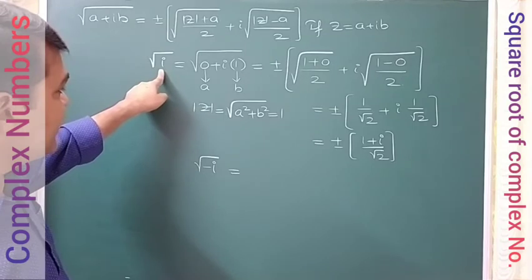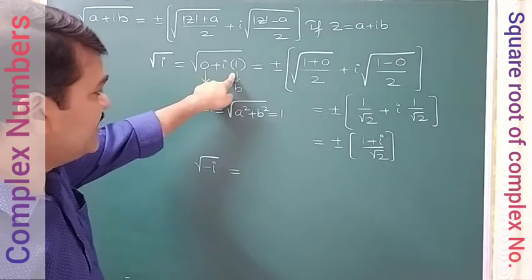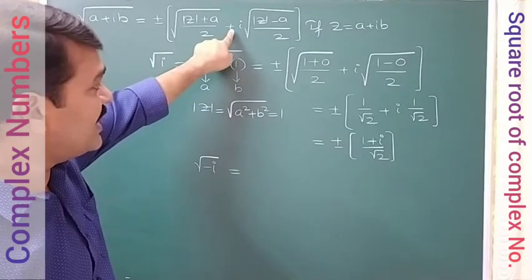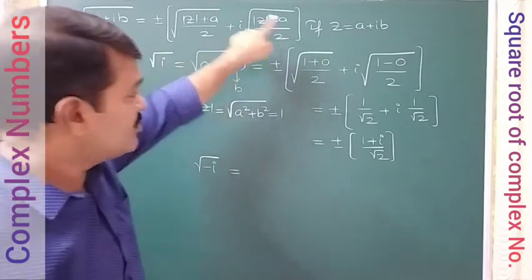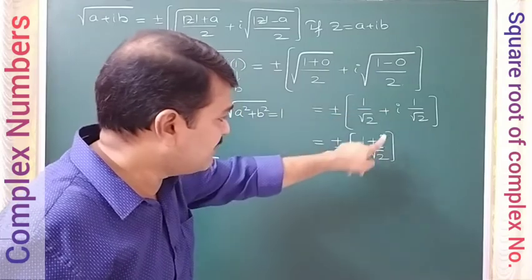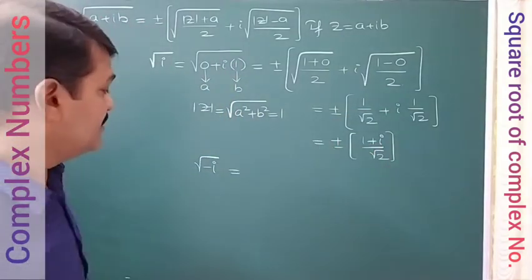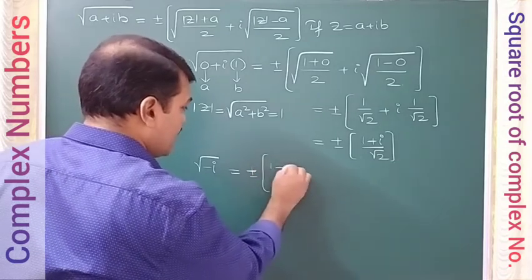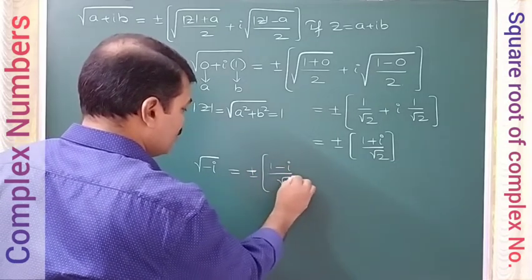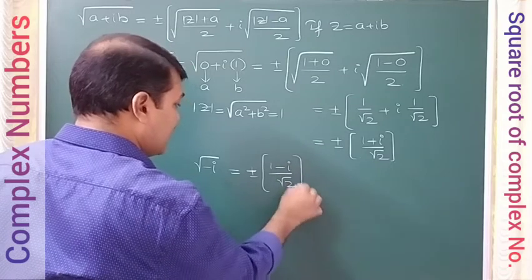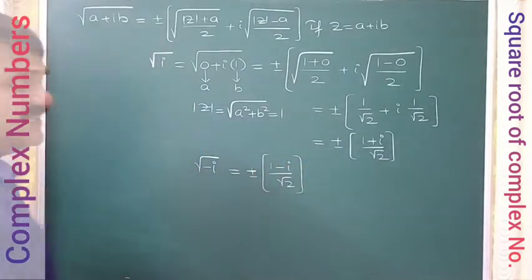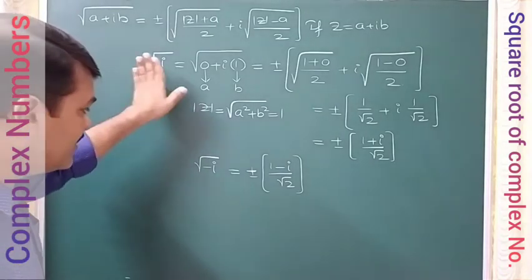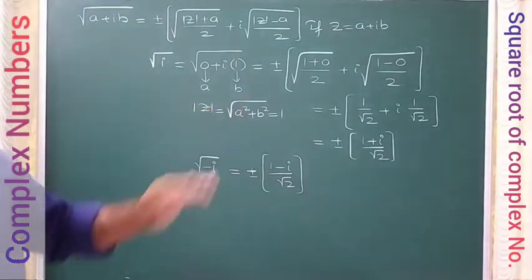Square root of minus i means a will be 0, b will be minus 1. B is negative, so in the formula you have to take minus here. So minus comes here, minus comes here, minus comes here. That is the difference. So square root of minus i means plus or minus (1 minus i) by root 2. So this is a standard result, square root of i, square root of minus i, which we have to remember.